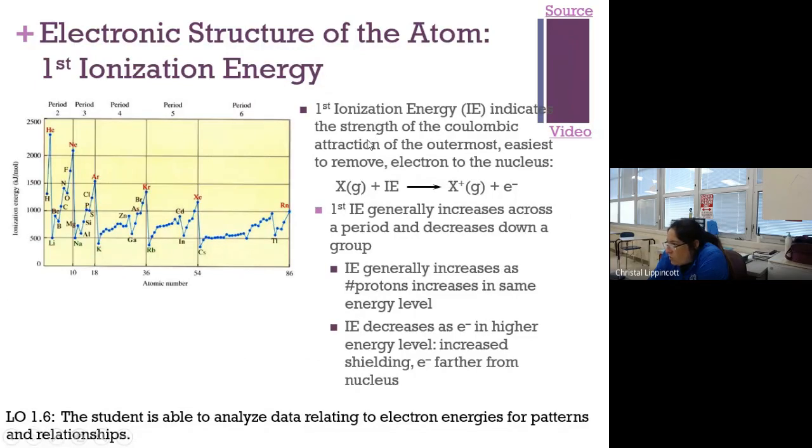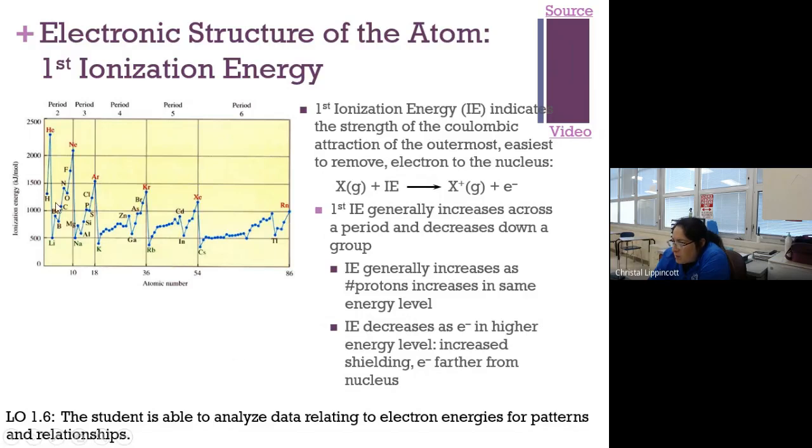First, ionization energy indicates the strength of the Coulombic attraction of the outermost electron, and that would be the easiest electron to remove. The first energy level then increases as you go across the periodic table, it decreases as you go down. It also generally increases as the proton number increases in the same energy level, and it decreases for electrons in the higher energy level because of increased shielding. Electrons are further from the nucleus.